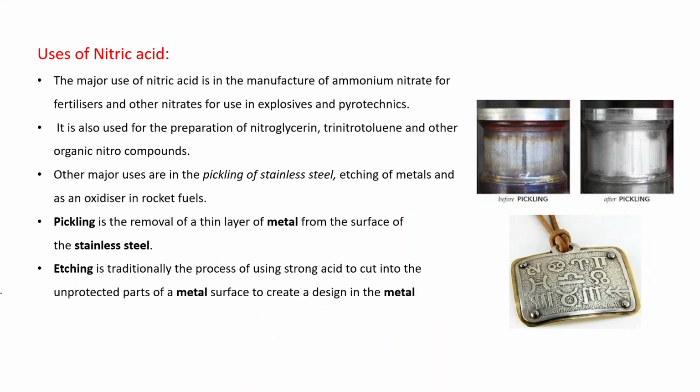Usage of nitric acid. What are the uses? The major use of nitric acid is in the manufacture of ammonium nitrate for fertilizers and other nitrates for use in explosives and pyrotechnics. It is also used for the preparation of nitroglycerin, trinitrotoluene and other organic nitro compounds. Other major usages are in the pickling of stainless steel, etching of metals, and as an oxidizer in rocket fuel.